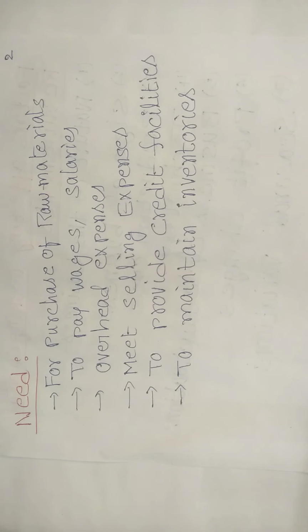Overhead expenses such as fuel, power and other office expenses. Then to meet selling expenses such as packing, advertisement, etc. Then to provide credit facilities to the customers. Then to maintain the inventories of raw materials, work in progress, stores and spares and finished stock, etc. For these purposes, the working capital is required for the company.